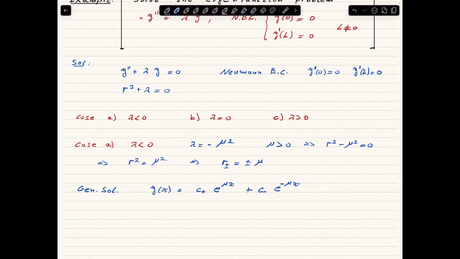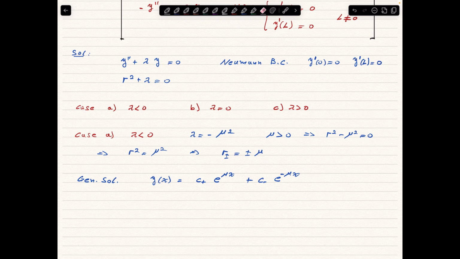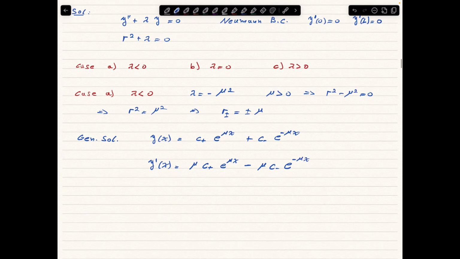So here is where the calculation is different, because we need to compute the derivative of the function to impose the boundary conditions. And the derivative is mu c plus exponential mu x minus mu c minus exponential minus mu x. And now the Neumann boundary condition.